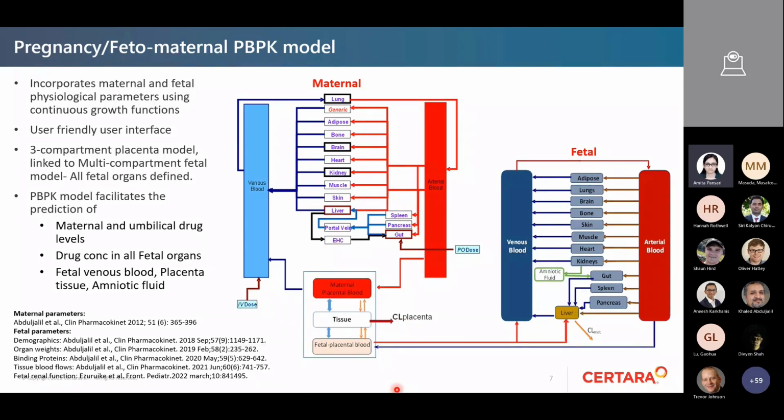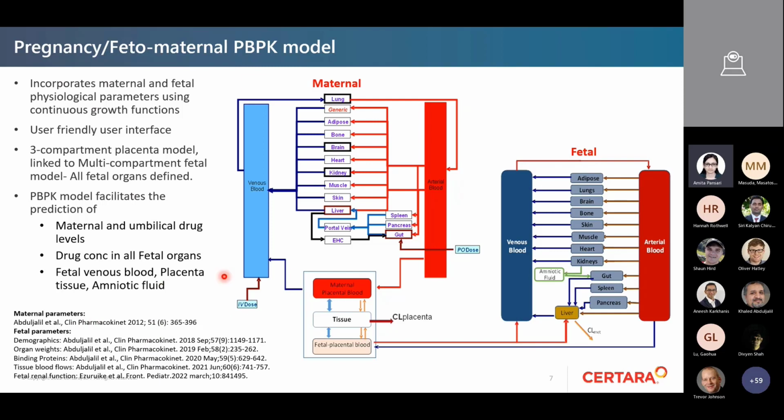For the full feto-placental model, we have a compartment placenta model connected to the fetal model, which allows the prediction of different drugs in the maternal and all the fetal organs. As you can see, this was done in two separate publications, and they are all defined in this similar workflow. You can also see the drug concentration in the placental tissue and the amniotic fluid, as they are also defined in the model.